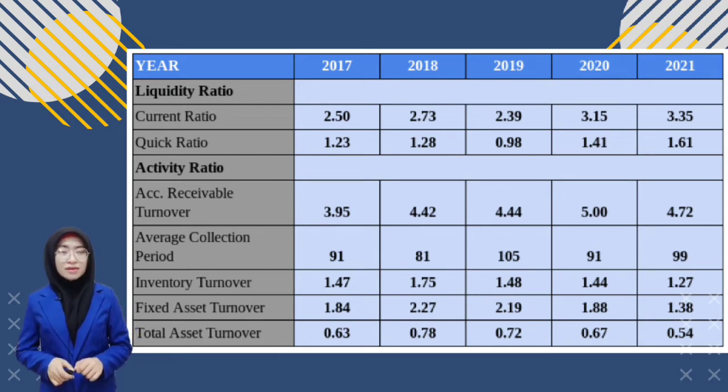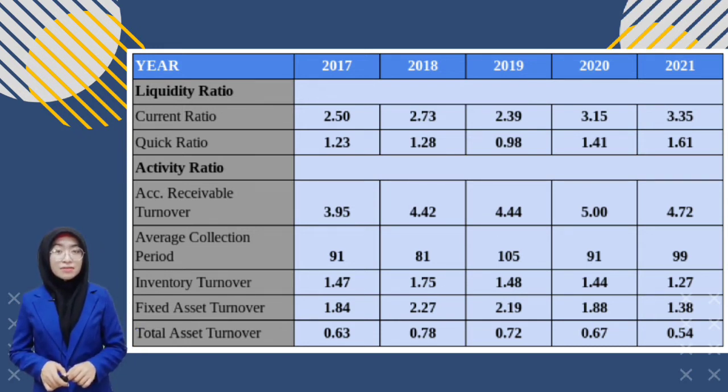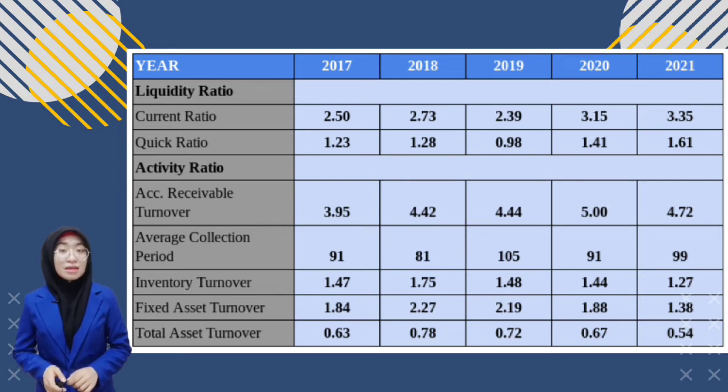For inventory turnover from 2017 to 2018, the ratio increased. However, from 2019 until 2021, the ratio decreased. For fixed asset turnover, there is a slight increase from 2017 to 2018. However, from 2019 until 2021, the ratio decreased. For total asset turnover, there is a slight increase from 2017 to 2018. However, from 2019 until 2021, the ratio decreased.